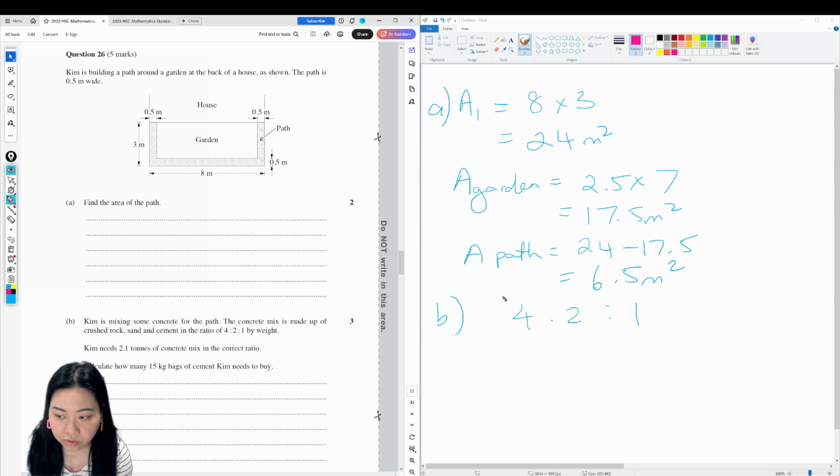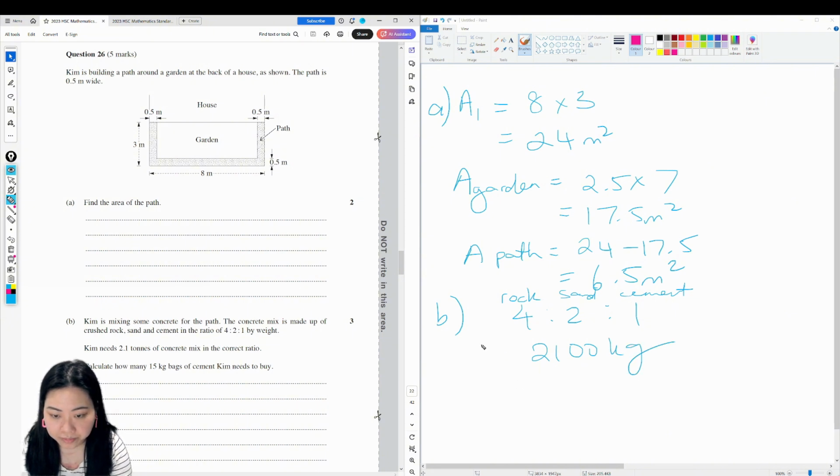That is rock, sand, and cement. Kim needs 2.1 tons, which is 2,100 kilograms of concrete mix in the ratio. How many parts are this? 7 parts. That means each part is 300 kilograms. Like that, cement is going to be 300 kilograms.